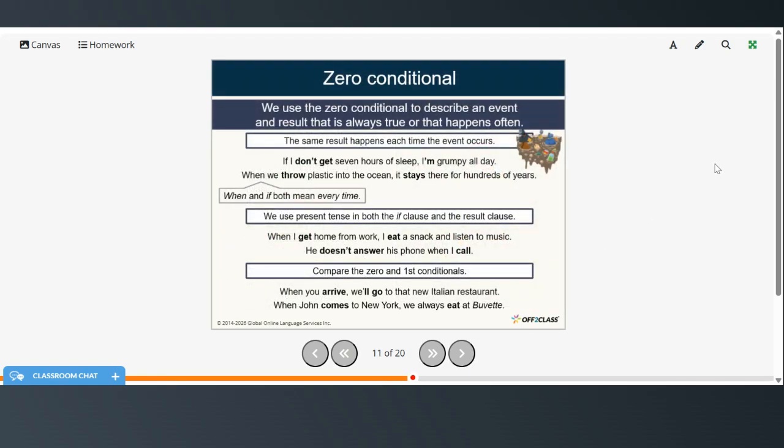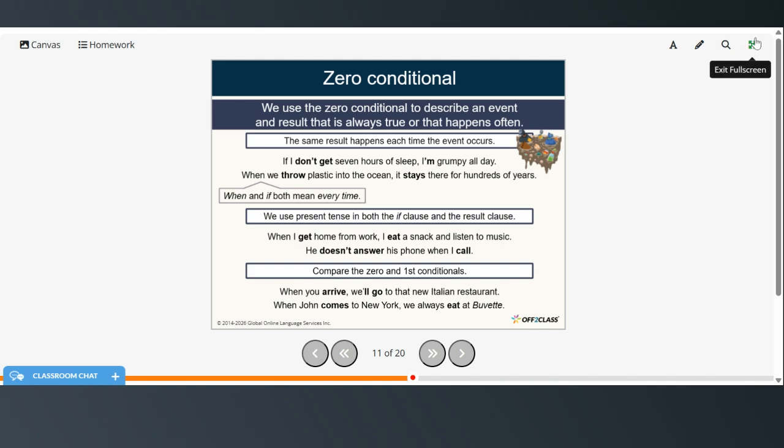Now we use the zero conditional to describe an event and result that is always true or that happens often. The same result happens each time the event occurs. If I don't get 7 hours of sleep, I'm grumpy all day. When we throw plastic into the ocean, it stays there for hundreds of years. So when and if both mean every time. We use present tense in both the if clause and the result clause.